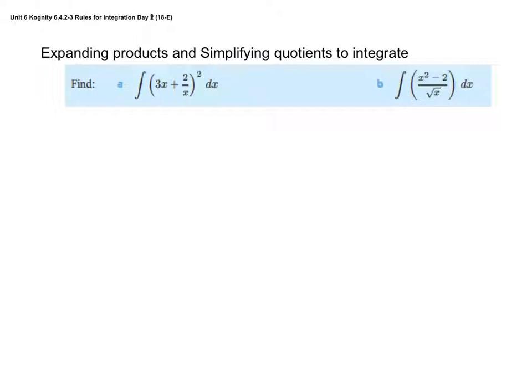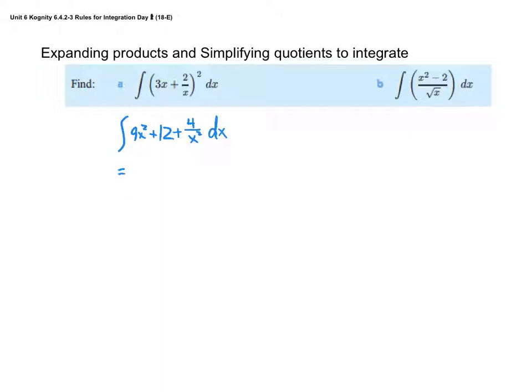For example, this first one here, if I have the integral of 3x plus 2 over x quantity squared, I can FOIL that. There is no chain rule for integration, so I can't do the integral of the outside times the integral of the inside. It doesn't work like that here. But I can FOIL this and make that 9x squared plus 12x plus 4 over x squared. And now I have things that I'm able to take the integral of.